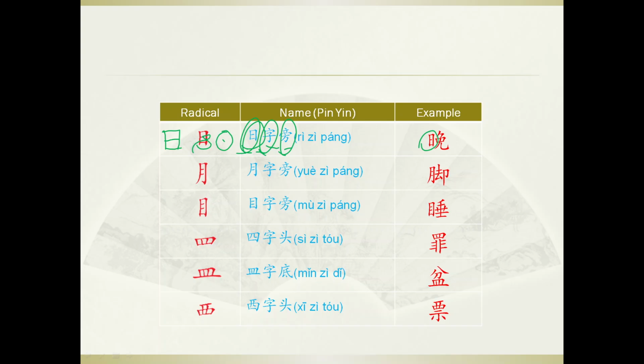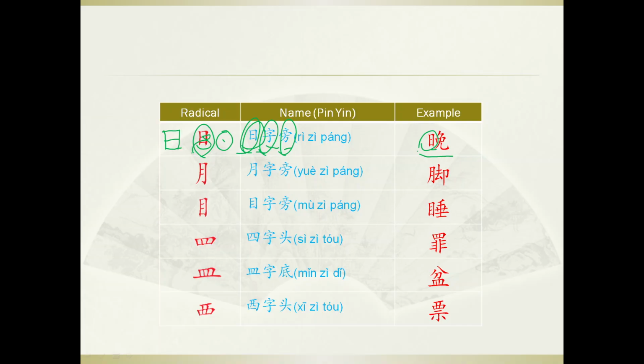Also, as a radical, we write it thinner than the original word. And usually smaller than the other part of a word. And your guess is correct. Words with this radical are usually related to sunlight. One word example is 晚, late, night.